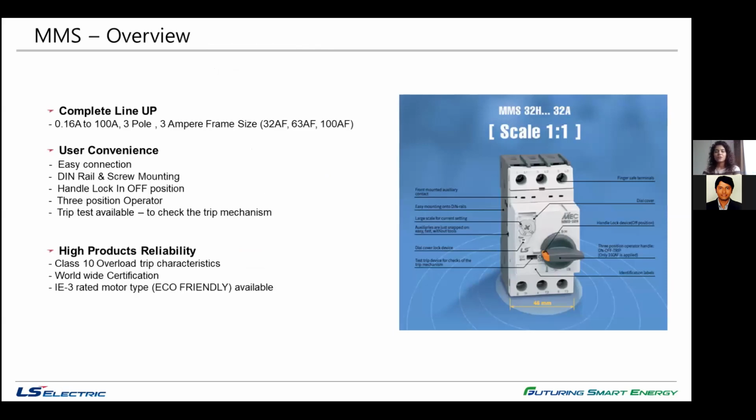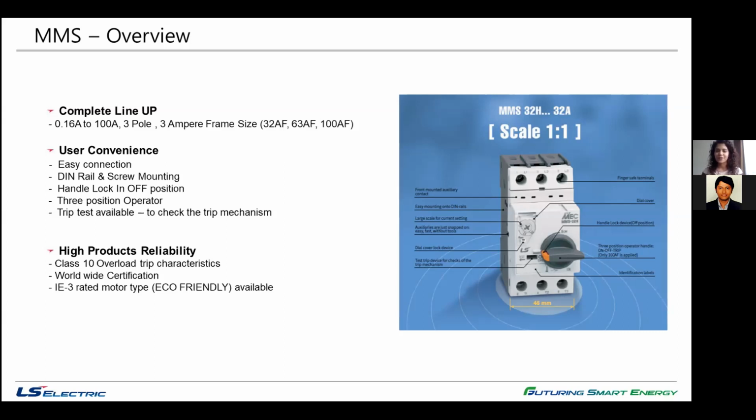Now we move on to the manual motor starters. Now manual motor starters, they are used for the motor protection. They're used for the protection of group installations or circuits and so on. The complete lineup, we have range starting from 0.16 ampere up to 100 ampere with 3 ampere frame sizes available, 32, 63, and 100.